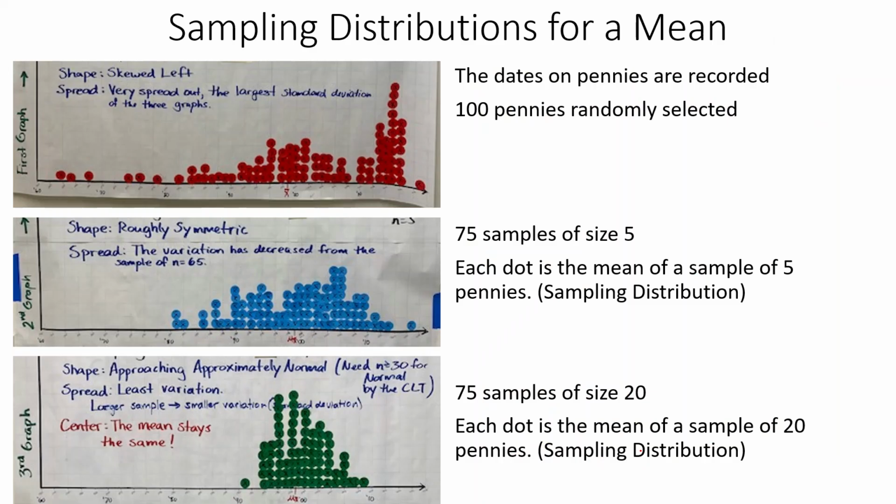All right, so what happens with a sampling distribution? This first one is not a sampling distribution. I just want to put that out there.